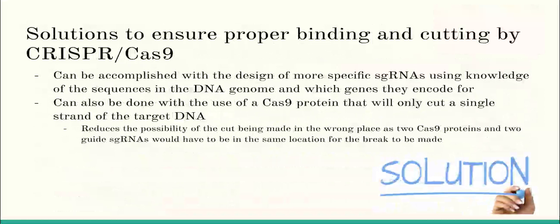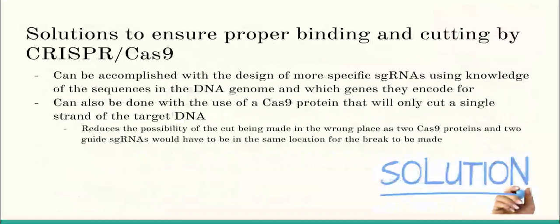Solutions to ensure proper binding and cutting by CRISPR-Cas9. Solutions have been found to this problem, resulting in proper edits being made only at the target sites of a genome. This can be accomplished with the design of a more specific sgRNA, using knowledge of the sequences in the DNA genome of the organism and which genes they encode for.